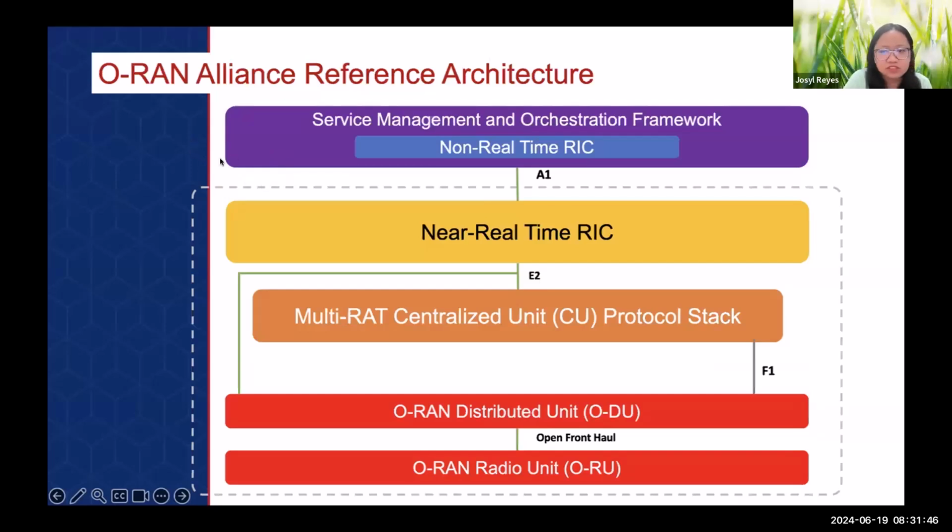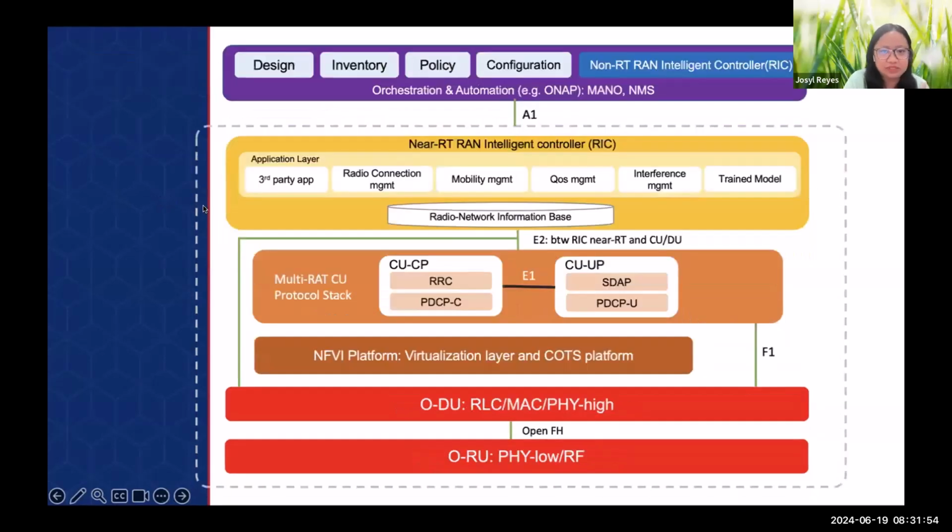What this shows is to give you a preview, so that we're not surprised when we see a lot more detail inside. So you can see here in the service management and operation framework at the top, the purple one, there are more on policies, design, inventory, configuration of the RANs. It usually takes a longer time.